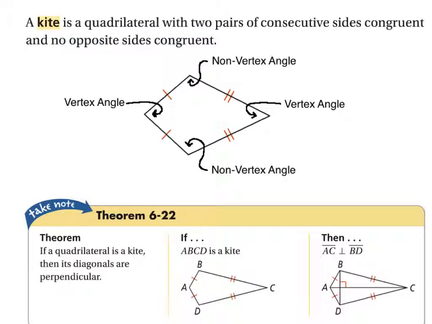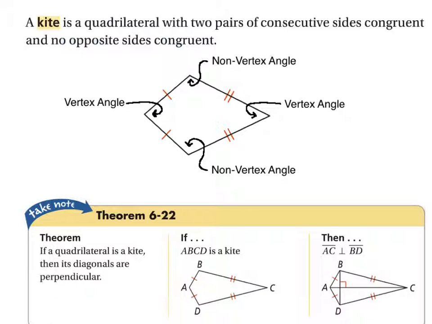Because if I drew a diagonal in right here, you would see that this is an isosceles triangle and this is an isosceles triangle, correct? Well, in an isosceles triangle, since we have our two congruent sides, which at that point we called legs, the angle formed by those two congruent sides was a vertex angle.